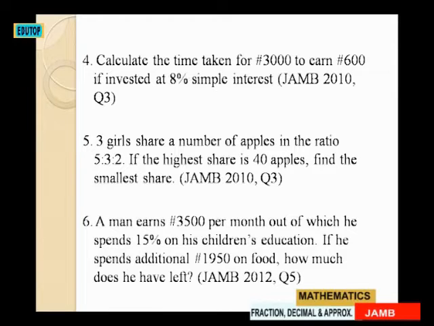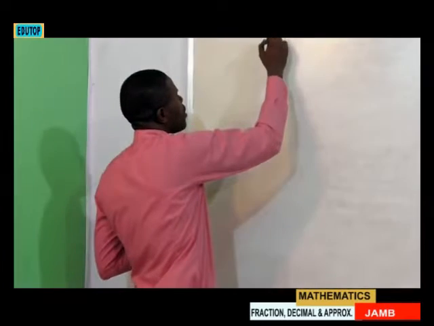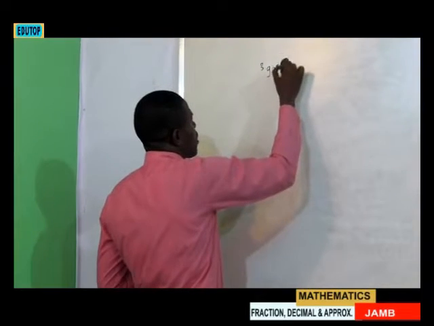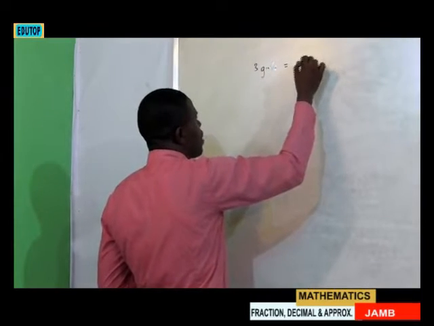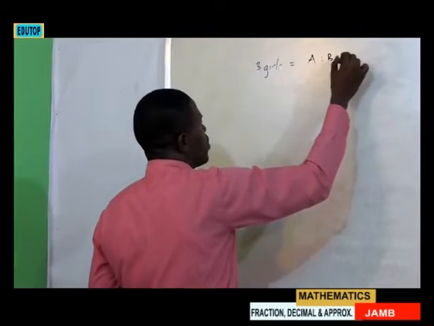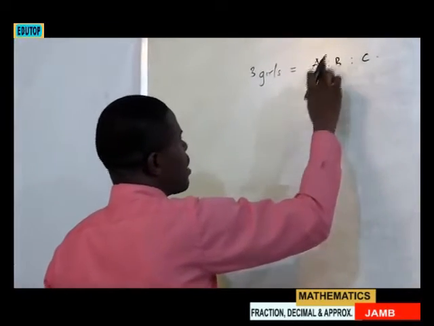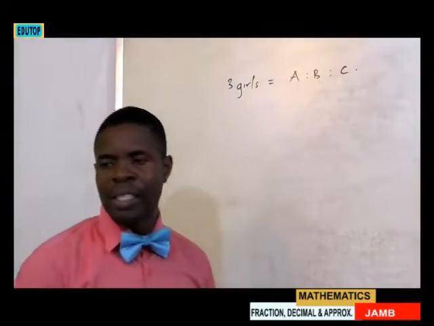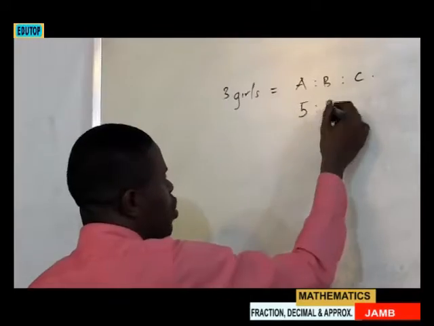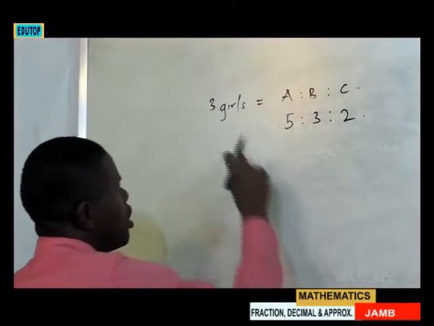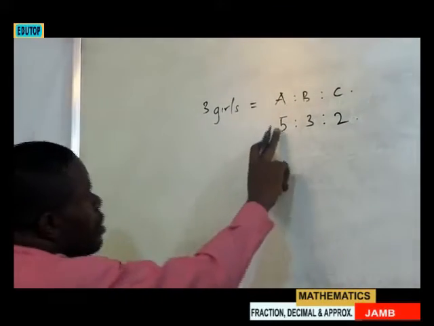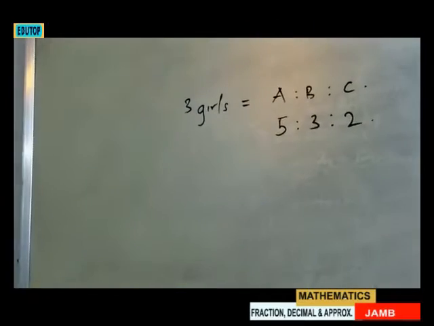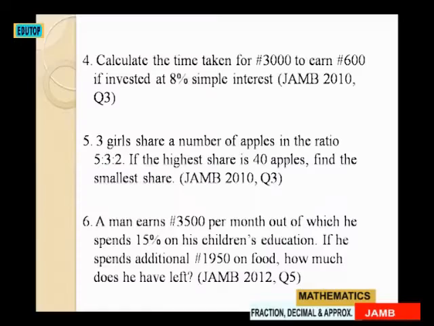So if you look at this, we have 3 girls. Let them be A:B:C. So this is the first girl, second girl, third girl. Now, the question says that their ratio is 5:3:2. The ratio between them is 5:3:2 according to the question. If the highest share is 40 apples, find the smallest share.